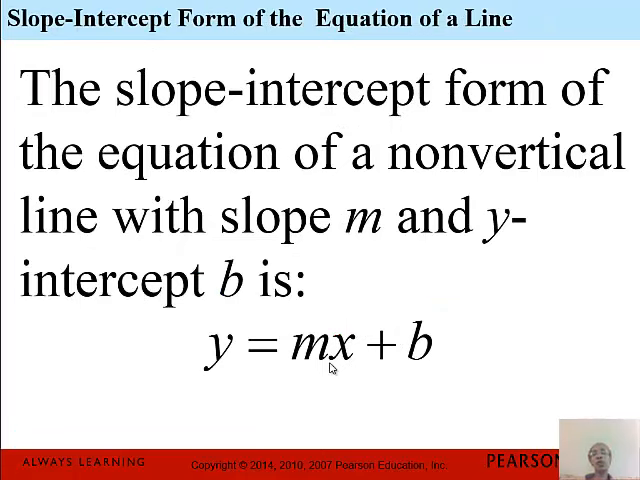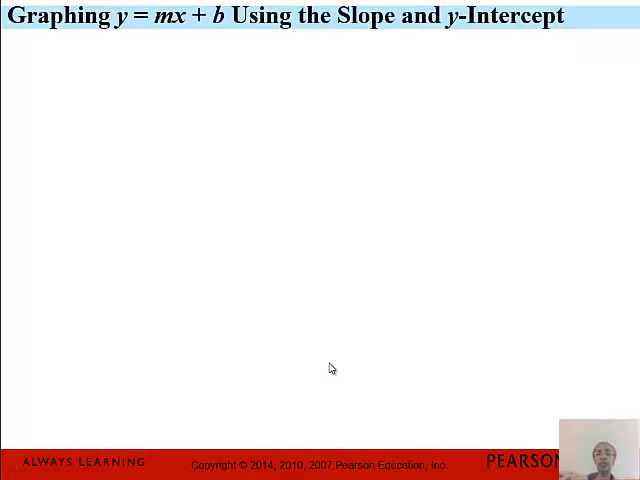The slope-intercept form of the equation of a non-vertical line with slope m and y-intercept b is y equals slope times x plus the y-intercept. Or in other words, y equals mx plus b.